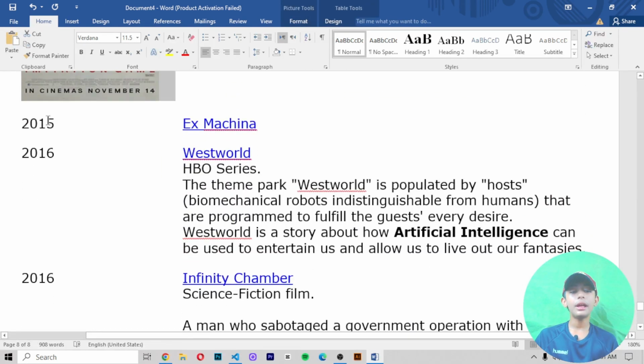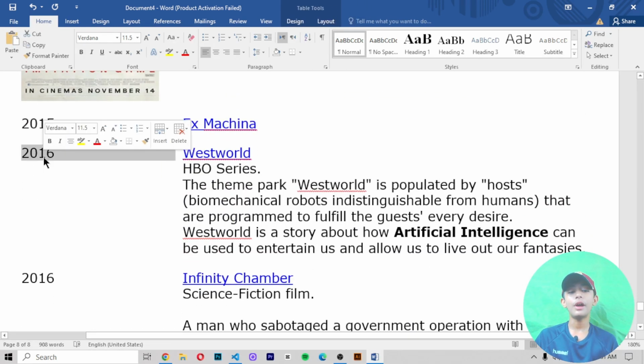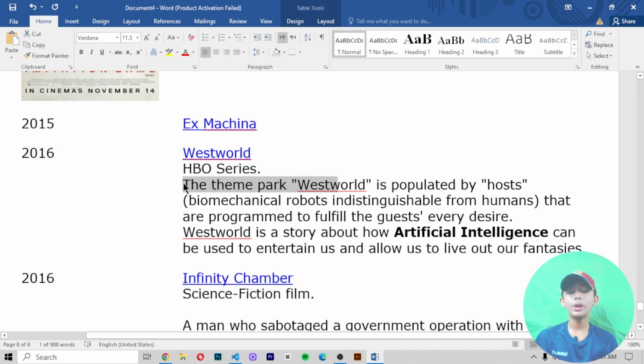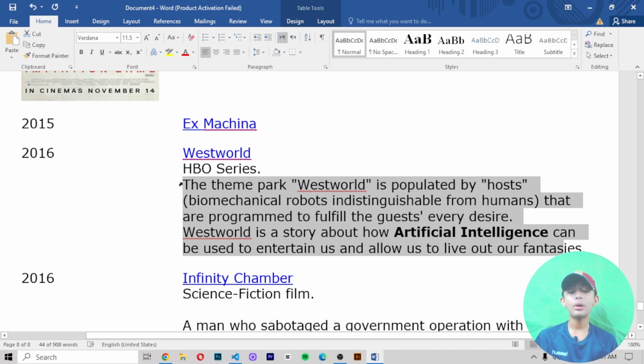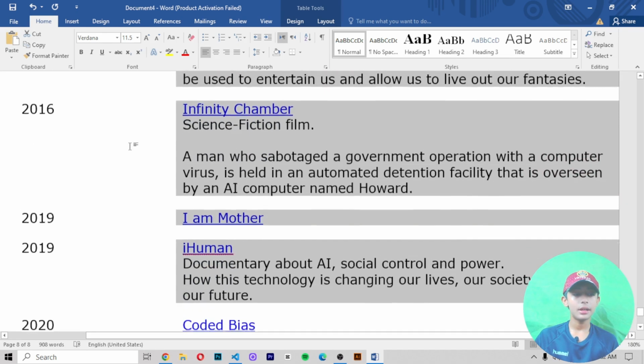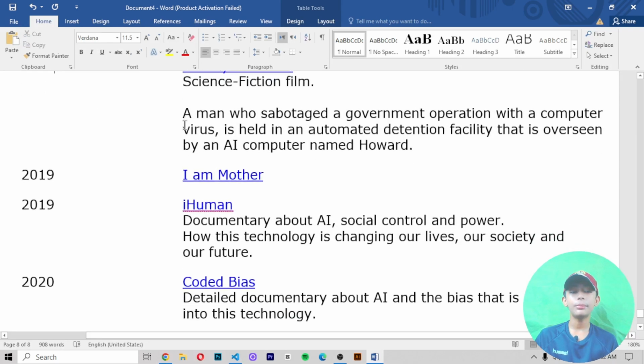In 2015, Ex Machina. 2016, Westworld, the HBO series. The theme park Westworld is populated by hosts, biomechanical robots indistinguishable from humans, that are programmed to fulfill every desire. Westworld is a story about how artificial intelligence can be used to entertain us and allow us to live out our fantasies.